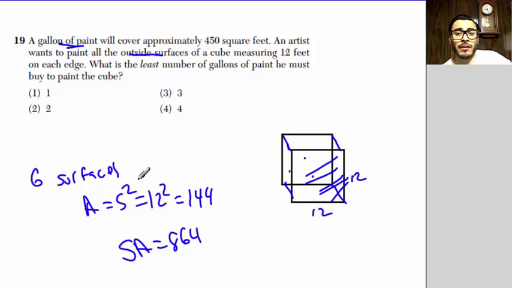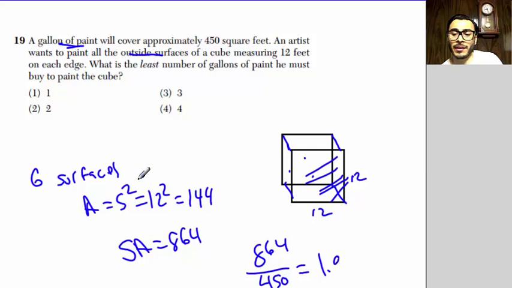What's it say? A gallon of paint is going to cover approximately 450 square feet. So let's take 864 and divide it by 450 to see how many gallons of paint he needs. 864 divided by 450 is 1.92. So he has to buy 2 of them.